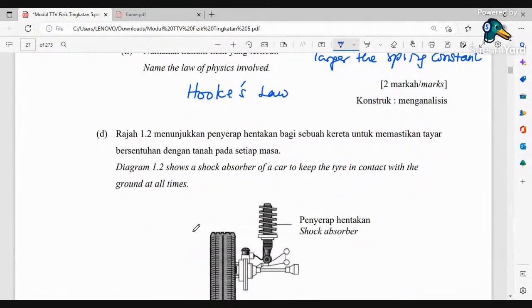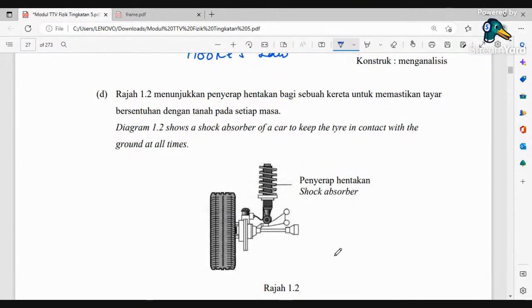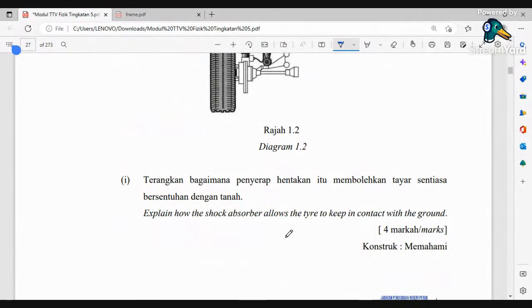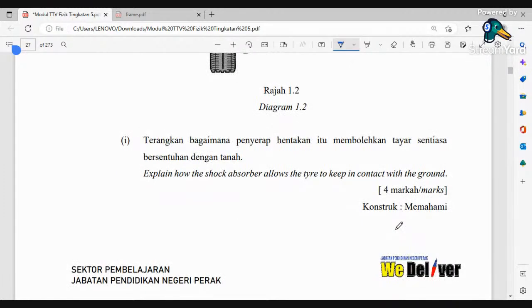But D, diagram 1.2 shows a shock absorber of a car to keep the tire in contact with the ground at all time. Okay, nama pun shock absorber, so penyerap hentakan. Dia tak bounce kalau dekat bahagian ground yang a bit ada banyak rocks dan sebagainya. Explain how the shock absorber allows the tire to keep in contact with the ground. Okay, 4 marks.